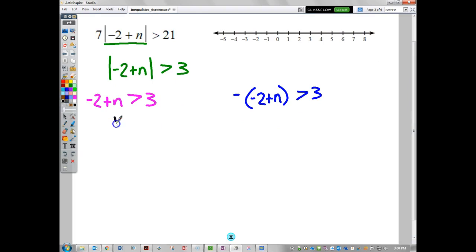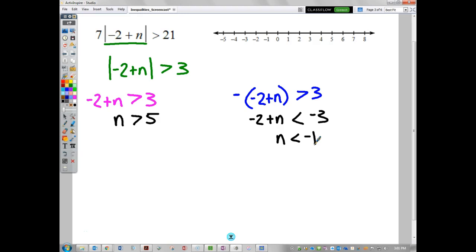For this one, I would add 2 to both sides, so n must be greater than 5. Over here, I'm not going to distribute the negative because that would cause my n to become negative. So I'm going to divide it away. If you divide an inequality by a negative, you must flip the symbol, and 3 becomes negative 3. Now simply add 2 to both sides, and n must be less than negative 1.